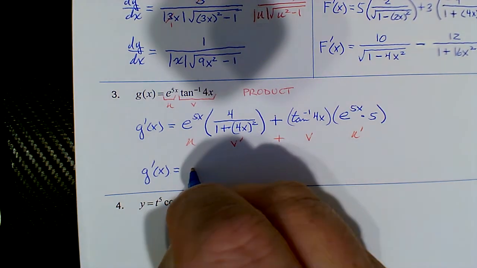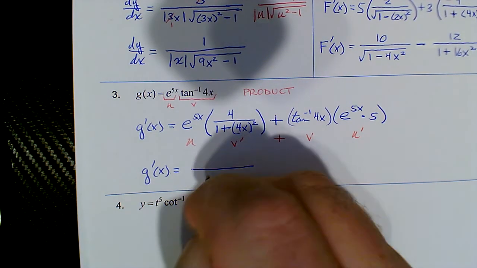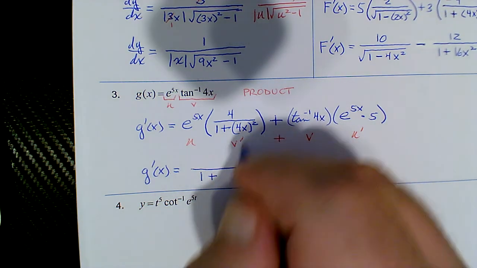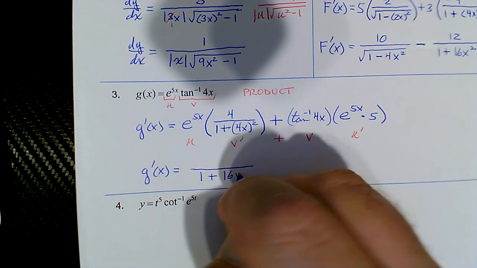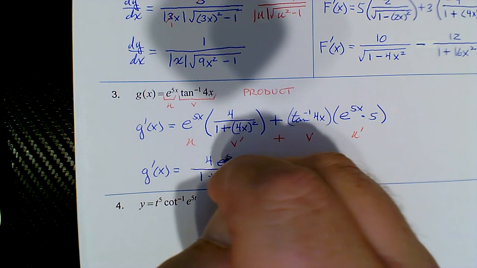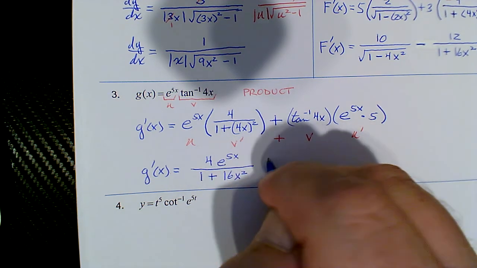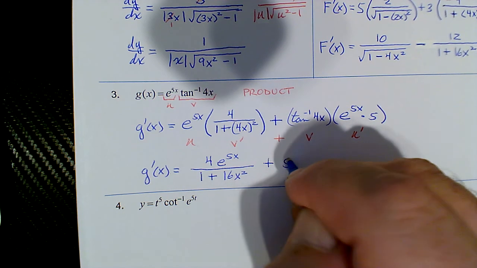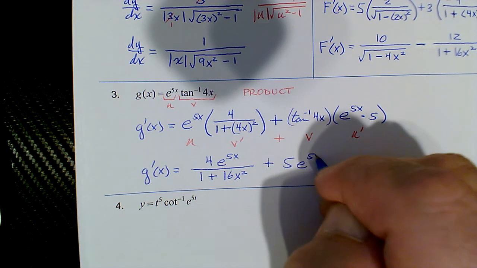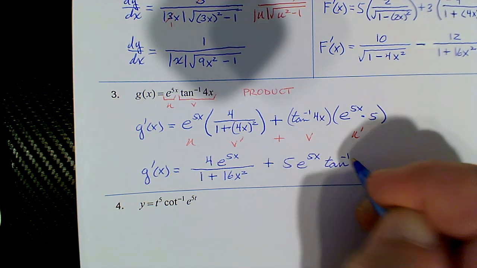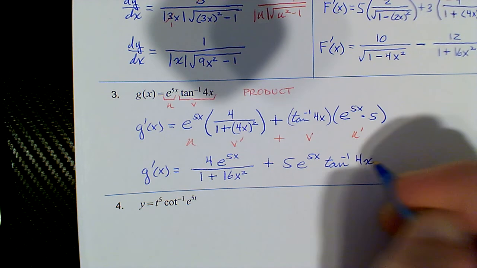And then to rewrite this, t prime of x is equal to, let's see, as a fraction, in the denominator, 1 plus, make sure you square this 4x, so we get 16x squared. And then in the numerator, we'll put the 4 out in front of the e to the 5x. And then for the second term, let's bring the 5 and the e to the 5x out in front of the inverse tangent of 4x.